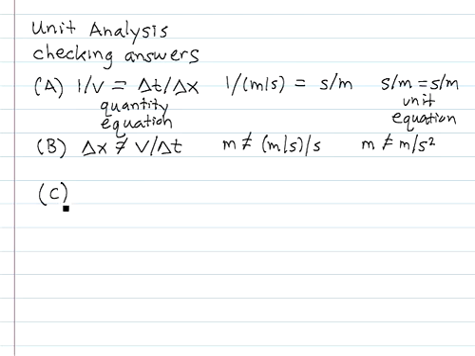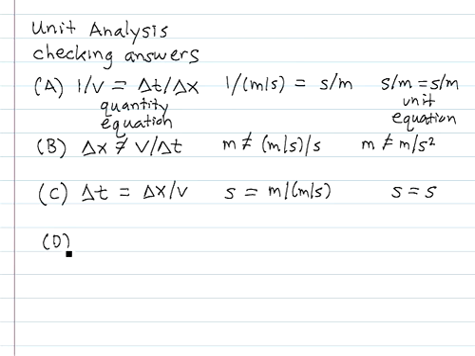So if we look at C, equation C, the elapsed time, delta t, is equal to the distance divided by the speed. So if we put in the units there, distance is meters, and speed is meters per second. So if I take that fraction in the denominator and flip it upside down, it becomes seconds per meter, and multiply that by meters. The meters cancel, so I end up with seconds equals seconds. And so what this tells us is that that quantity equation, delta t equals delta x over v, might be true. It's certainly not incorrect due to units.